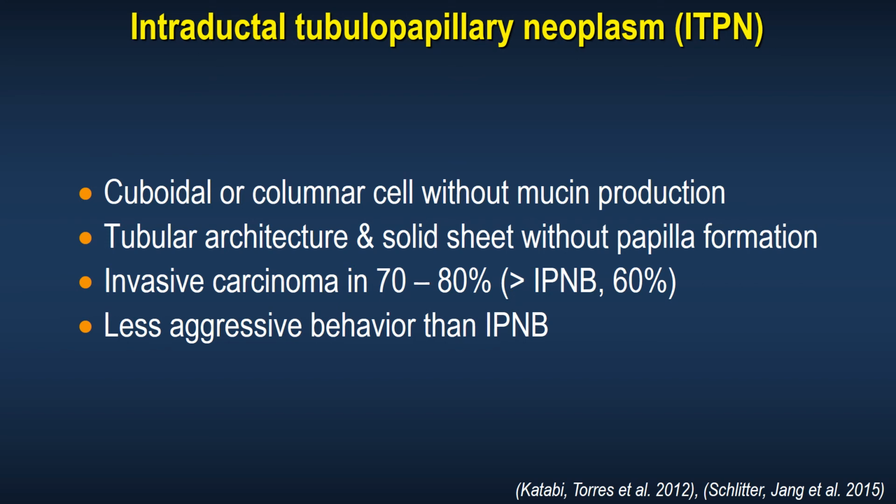ITPN is a relatively recently defined lesion, characterized by cuboidal or columnar cells that do not produce mucin, forming tubular architecture. It is a tumor that grows in solid sheet form with little papillary formation. Despite the higher frequency of invasive carcinoma than IPMB, clinical behavior is known to be less aggressive.